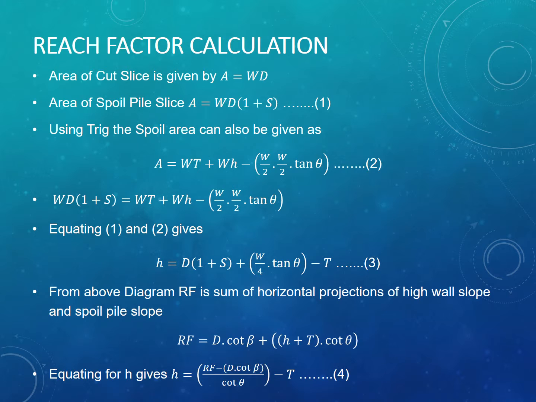As such, by equating lines 1 and 2, we can derive that H = D(1 + S)/tan θ + W/4 - T. From the prior diagram, it is clear that the reach factor is equal to the sum of the horizontal projections of high wall slope and spoil pile slope. Therefore, RF = D cot β + (H + T) cot θ, and solving for H gives H = (RF - D cot β)/cot θ - T.